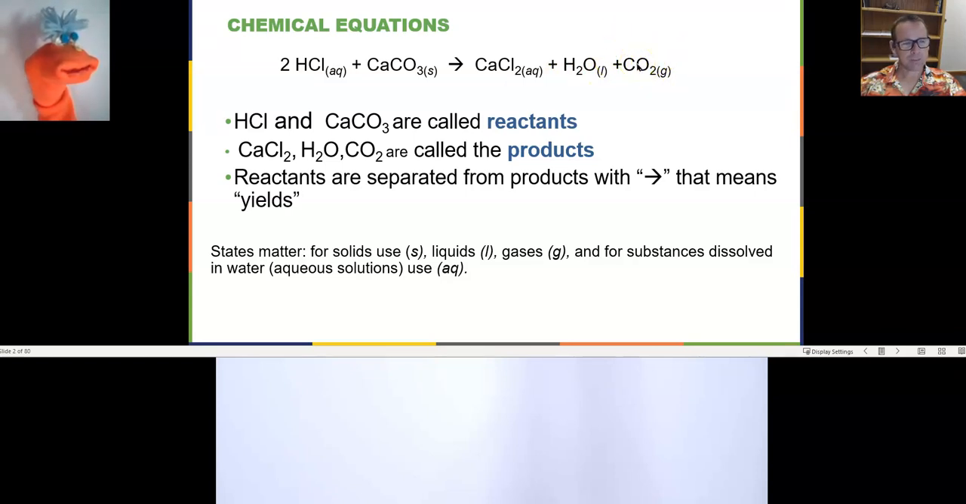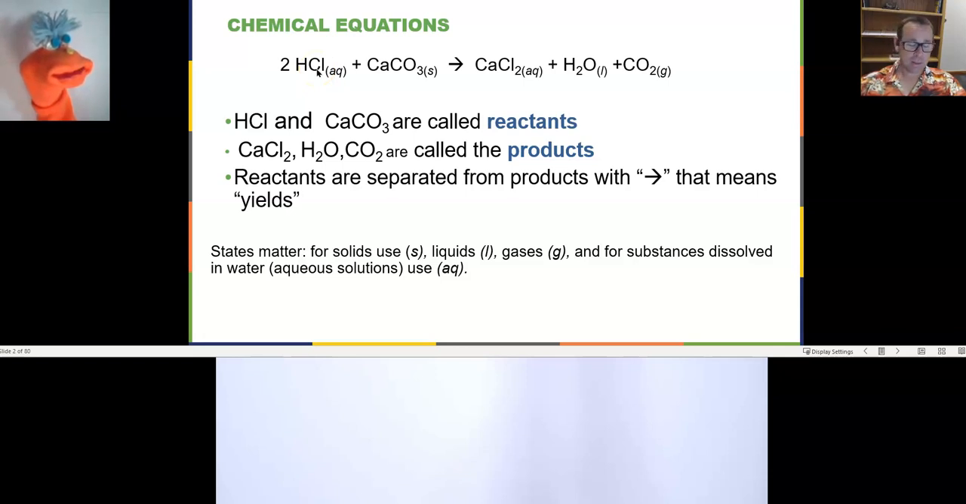Carbon dioxide. Good. Our states: solid, liquid, gas. What's AQ again? Dissolved in water. That's right, it's dissolved in water. HCl, when it's dissolved in water, is what? Well, this is hydrogen chloride, but when we see that it's aqueous, we can say that it's hydrochloric acid, right? Oh, yeah.